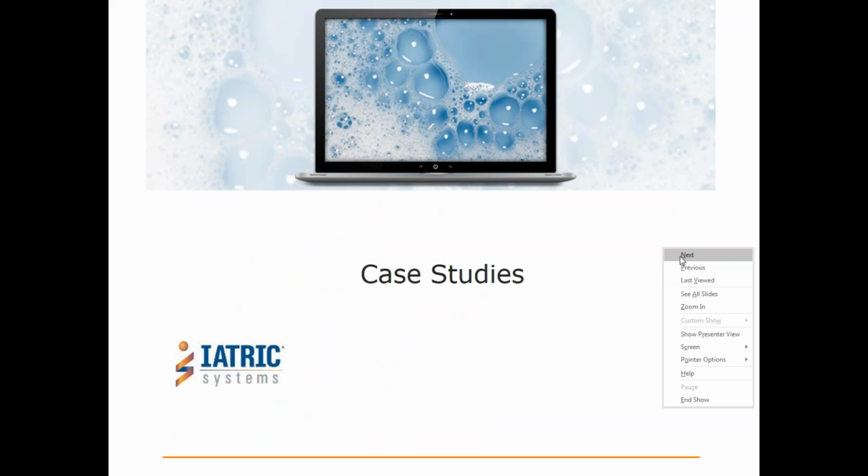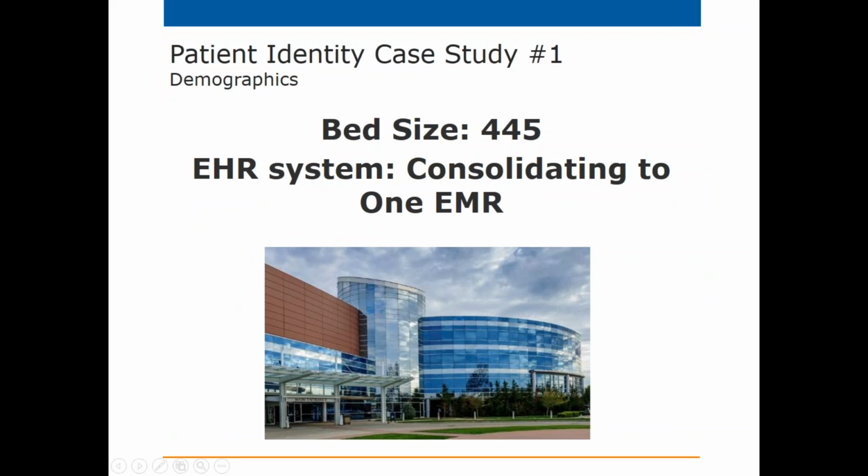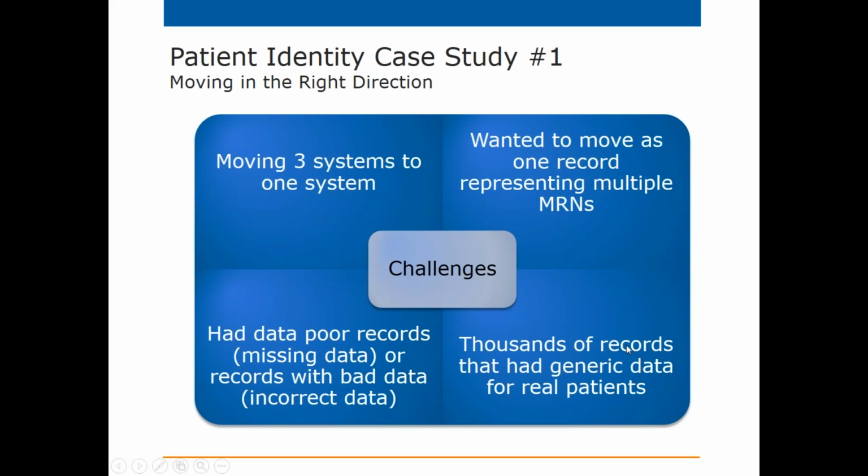Some case studies, what we've actually seen out there in the field. This one is a case study of a very large EHR system. It had 445 beds. Go to the next slide here. They were moving 3 systems into one system, and they wanted to move as one record representing multiple MRNs. So they had 3 EHRs that they wanted to move to a single EHR, and they wanted that to have a single record number so that they could send that over and just have that single record number as its unique identifier in the new system.